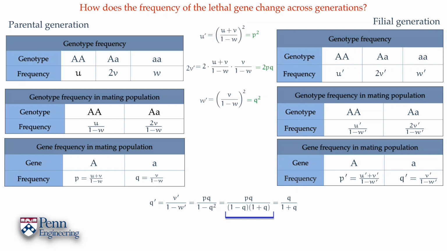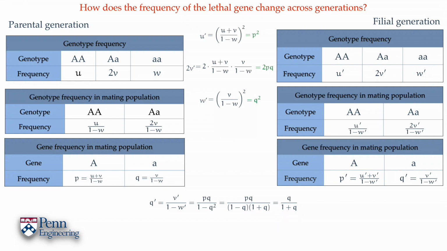But we realize, wait a minute, that p plus q is 1. And therefore, 1 minus q is the same as p. If you cancel 1 minus q in the denominator with p in the numerator, that leaves you a very elegant and simple result. We could hardly ask for more. The fraction, or the expected fraction, if you will, of the lethal gene in the mating population in the filial generation is given by the ratio of the expected fraction of the lethal gene in the mating population of the parental generation divided by 1 plus q.